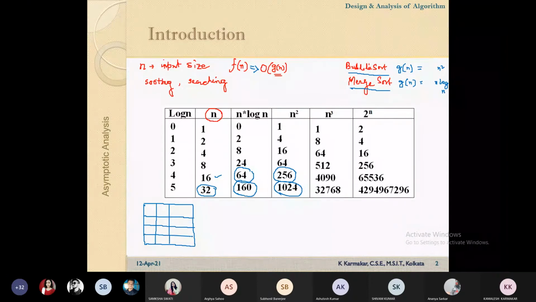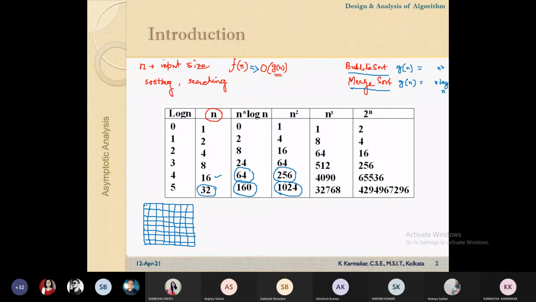Now the priest demanded that we put one grain on the first box. On the first cell, put one grain. Then on the second cell, you have to put two grains like this. So if we consider this chessboard, now think of the growth of the function.